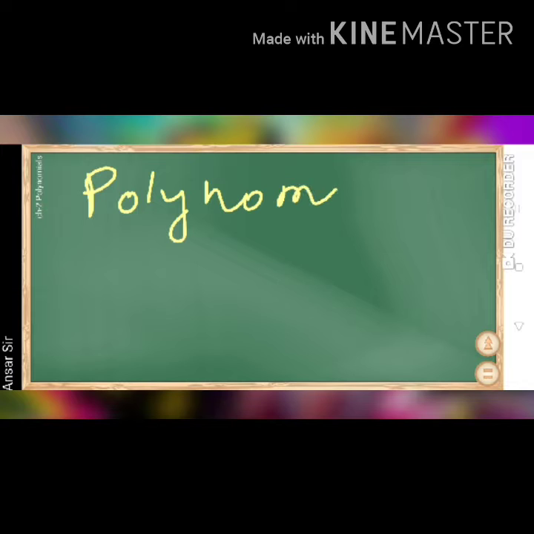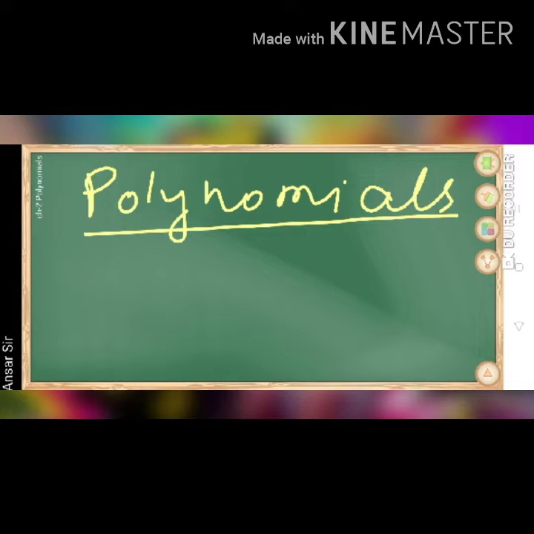So let's start. What are polynomials? A polynomial is an algebraic expression with more than one term, and it should not have any negative exponent for any variable in the terms. So let us discuss with an example.